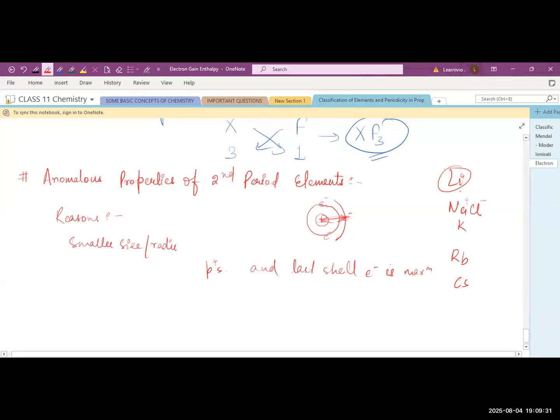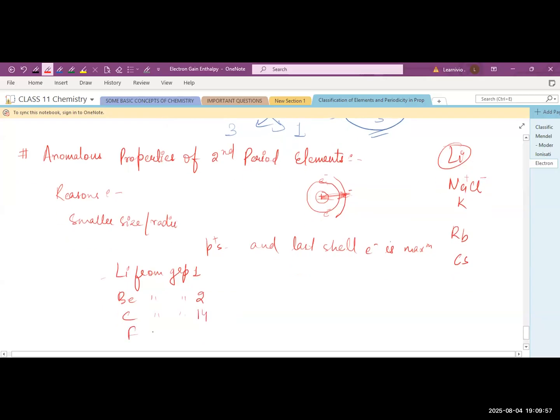Similarly, lithium की तरह ही, there are other elements also like your lithium, which is from the group number 1. कुछ ही आपको elements के name याद रखने हैं और कुछ ही exceptions याद रखने. Lithium from the group number 1, beryllium from group number 2, carbon from group number 14 and fluorine from group number 17. So these show some anomalous behavior.